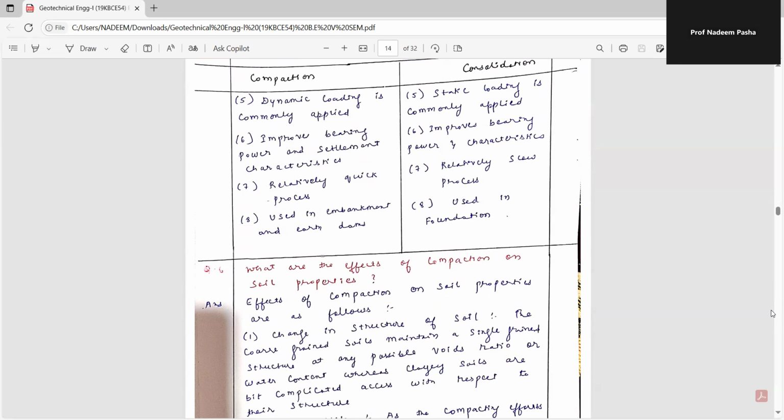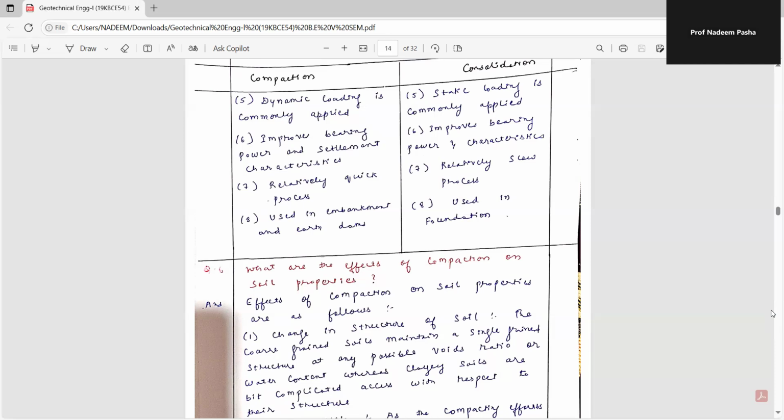Compaction improves the bearing power and settlement characteristics, whereas consolidation improves bearing power and related characteristics. Next, seventh, relatively quick process. Compaction is a relatively quick process, whereas consolidation is a slow process. Compaction is used in embankments and earth dams, whereas consolidation is used in foundations.